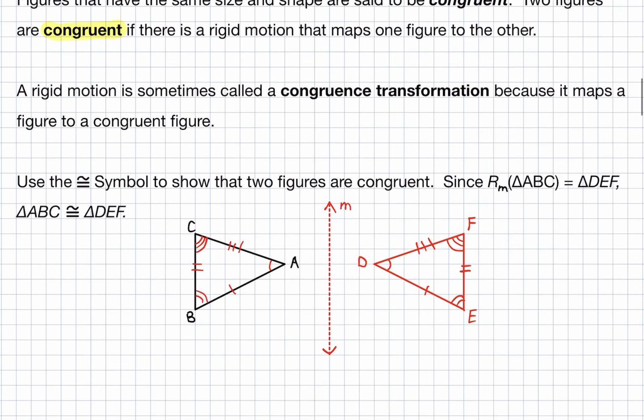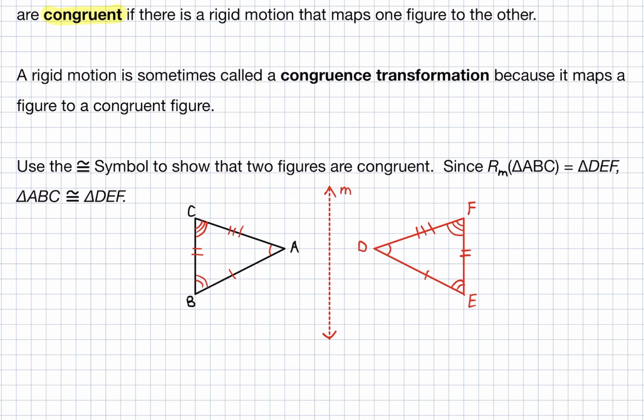Okay, so in this example here, we say that since the reflection of triangle ABC, okay, reflection, this is the R for reflection, across the line M, okay, since that reflection is equal to triangle DEF, so we've got ABC is equal to DEF, then we would say that triangle ABC is congruent to triangle DEF. Okay, so that's just another way to say that both triangles are equal.